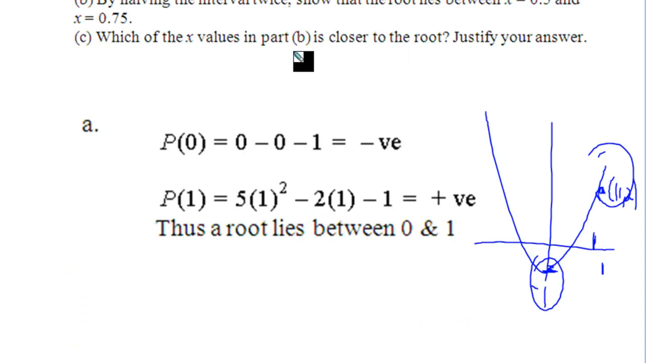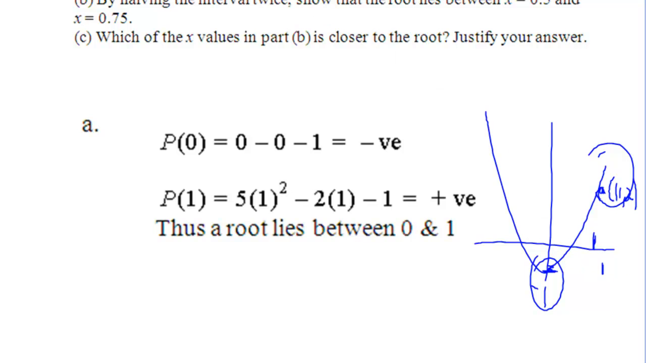So let's have a look and see how it works. You show that the polynomial here has a root between 0 and 1. Well, when we put 0 in, we get a negative value. When we put 1 in, we get a positive value. So yes, there must be a root between 0 and 1. It must lie somewhere between those two.